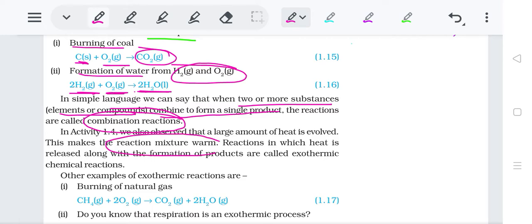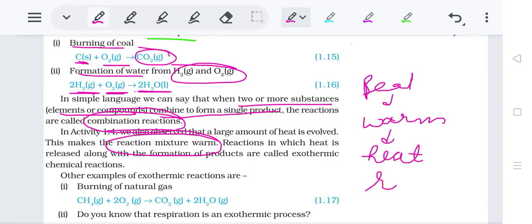So you see the mixture was warm. When you touch the beaker, it was warm. So what? The heat was released, which means that it is an exothermic reaction.